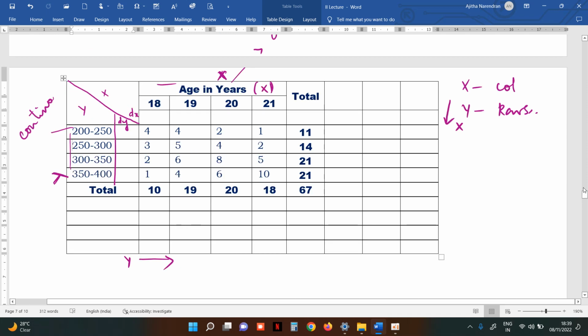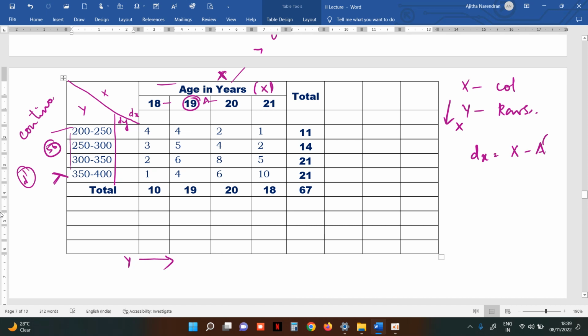So what formula can we use? Since here we have a gap of 50, we can use that D dash concept which I have told you earlier. Here we are going to take 19 as assumed mean. Since the difference is 1 in all the cases, X we are going to take as x minus a, where a is 19, divided by i, so that it should be d dash.